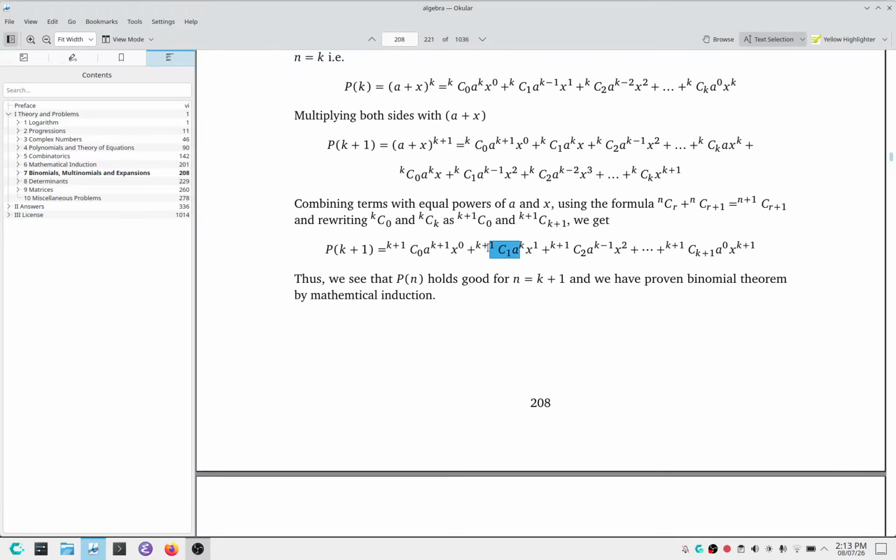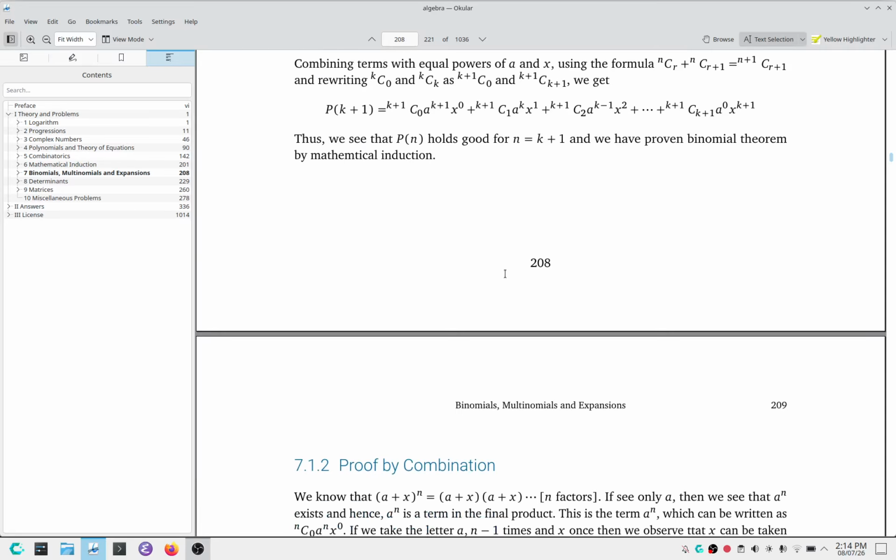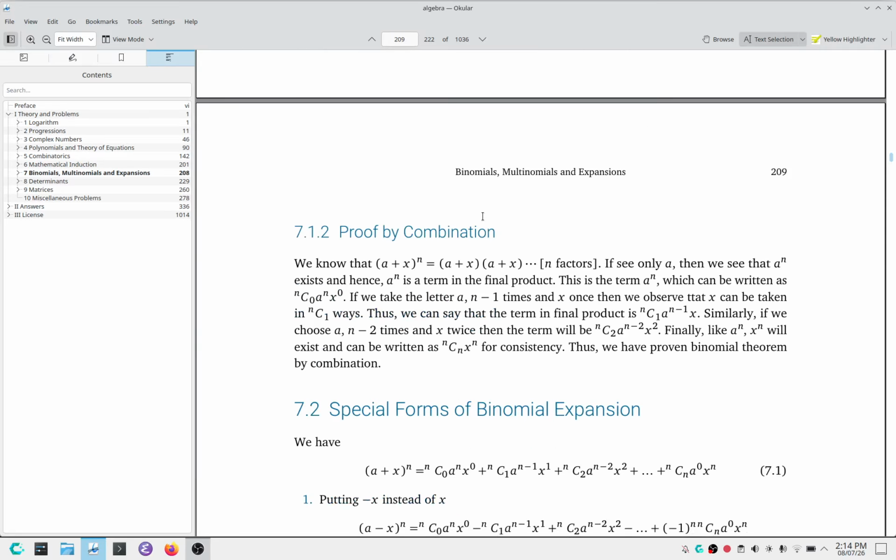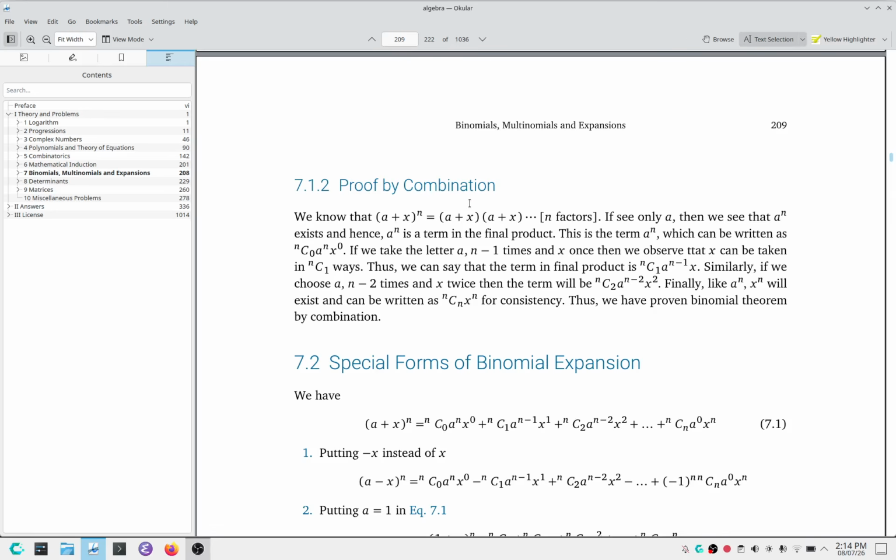So we have this and we have this, as I said. Similarly, adding the terms with a to the power k minus 1 x square, we have k plus 1 C2. So we see that P of n holds good for n is equal to k plus 1, and hence we have proven the binomial theorem by mathematical induction.